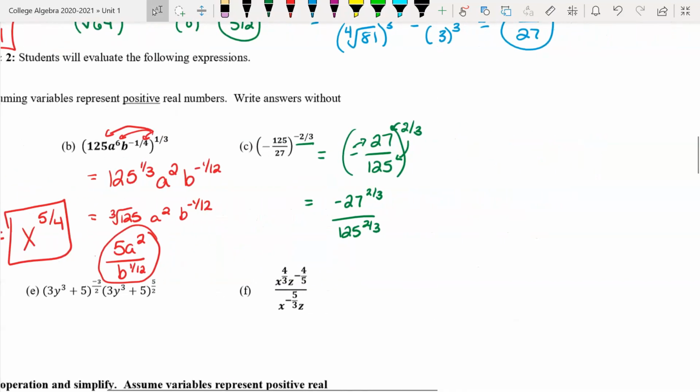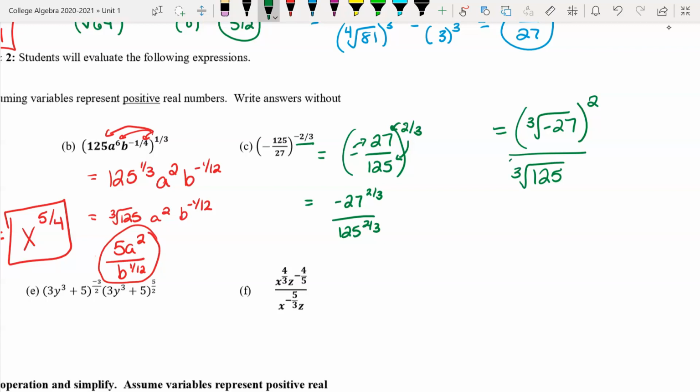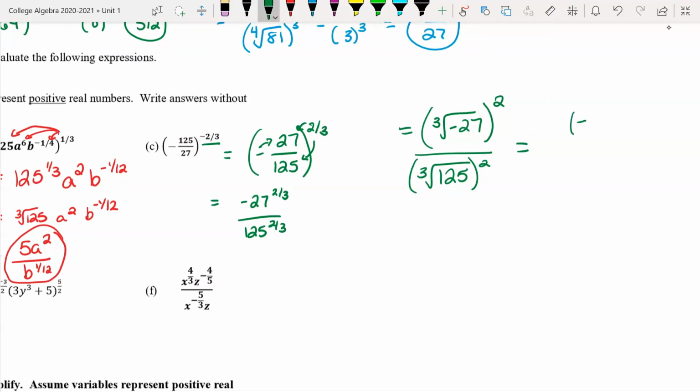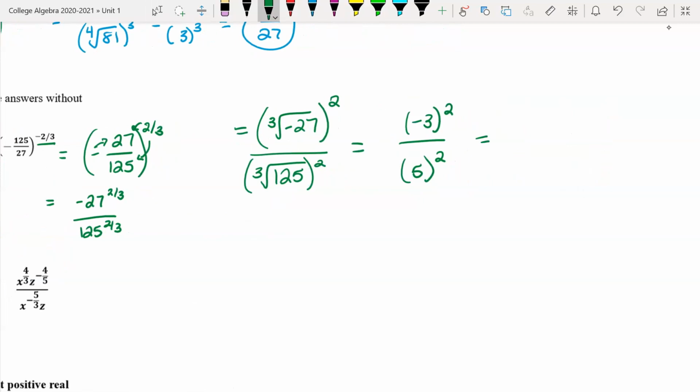That's your exponent rules. So now I would take negative 27, cube root of it, sorry, not cube it, cube root of it, and then square it. On the bottom, I would take 125, cube root of it, and then square it. So the top is going to be negative 3 squared. The bottom is going to be 5 squared. When I do this, negative 3 squared is going to be 9. 5 squared is 25.